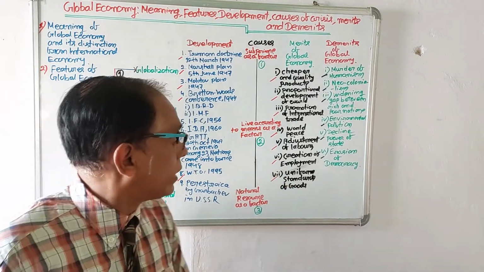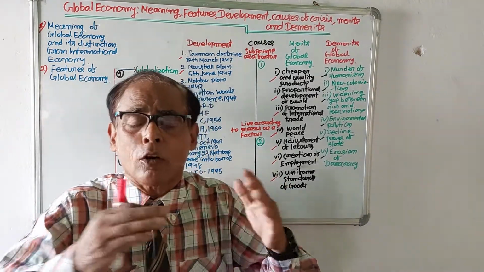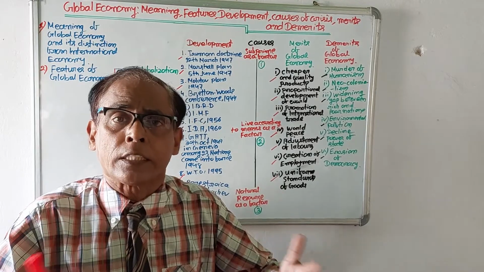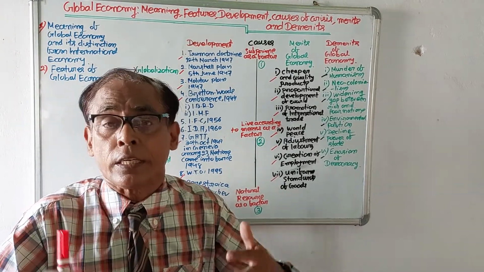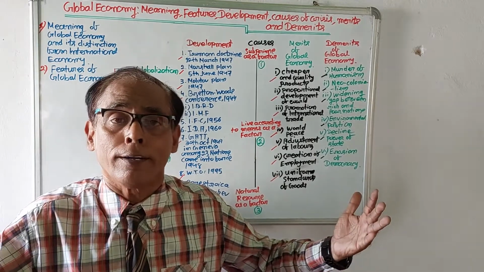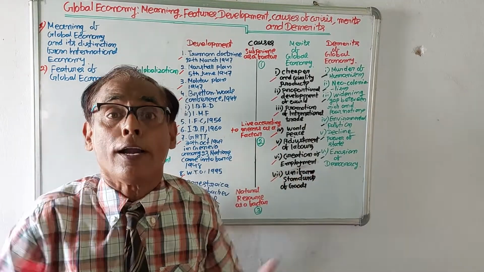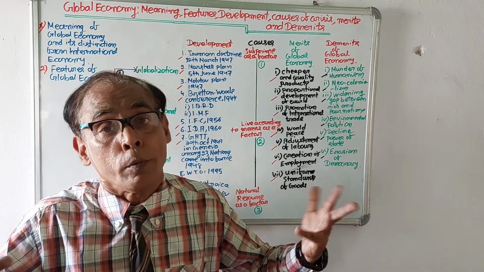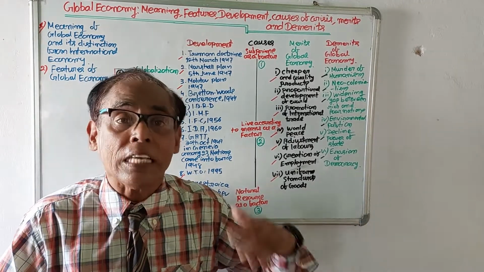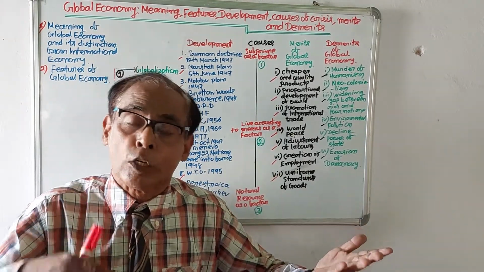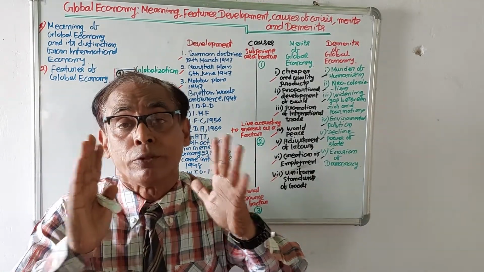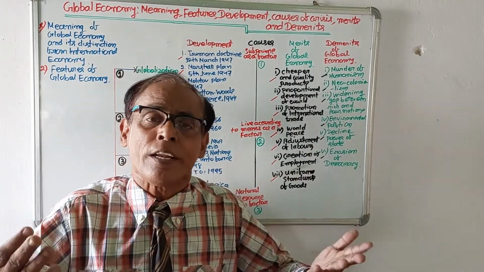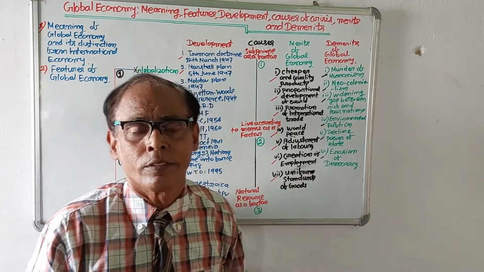Then, uniform standard of goods. In global economy, multinational companies and transnational companies will establish their factories in different parts of the world. So in the entire world, one type of commodities will be available. What is available in Bombay will be available in New York. So there will be a uniform standard of goods. Everywhere, everything will be available.